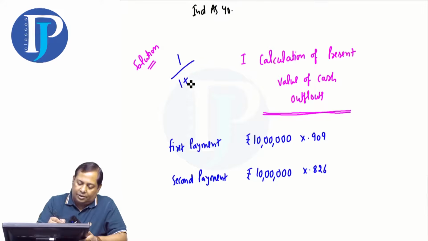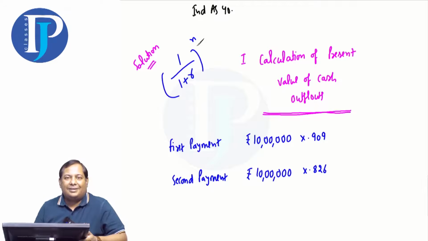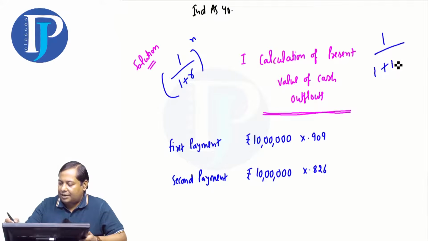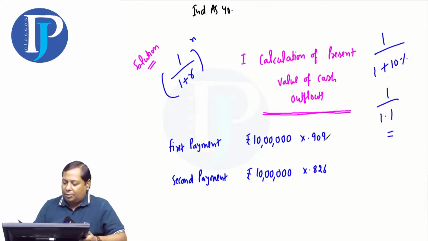1 upon 1 plus R. I hope you remember this formula. I can expect this much. So you need to do 1 upon 1 plus 10%. So it will become 1 upon 1.1, which is equal to the first PV factor, and then press it a second time, the next one will come.